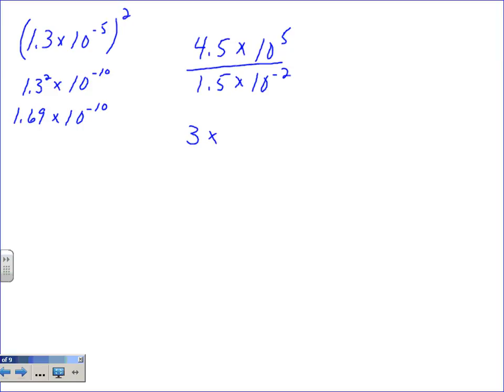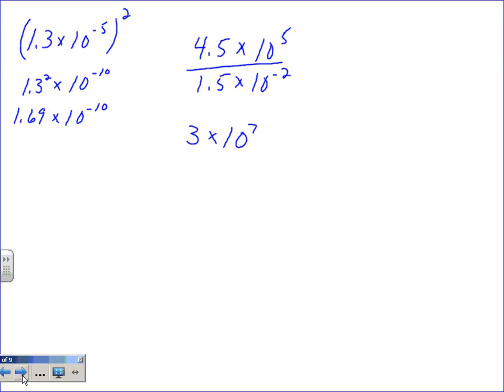Negative 7? Minus 7. It is not negative 7. It is 7. Because what we do is we subtract exponents, and 5 minus a negative 2 is positive 7. And so this becomes 3 times 10 to the 7. And that's good, that problem's okay. Is the first factor between 1 and 10? Is the second factor a power of 10?